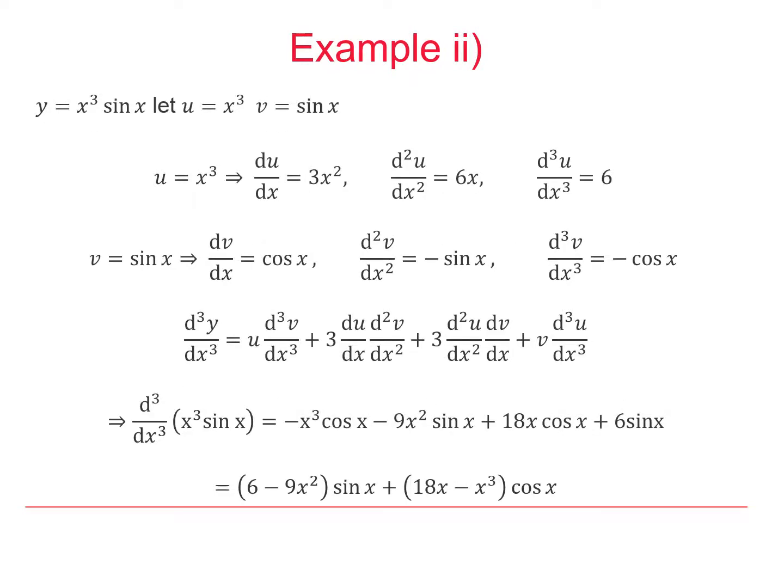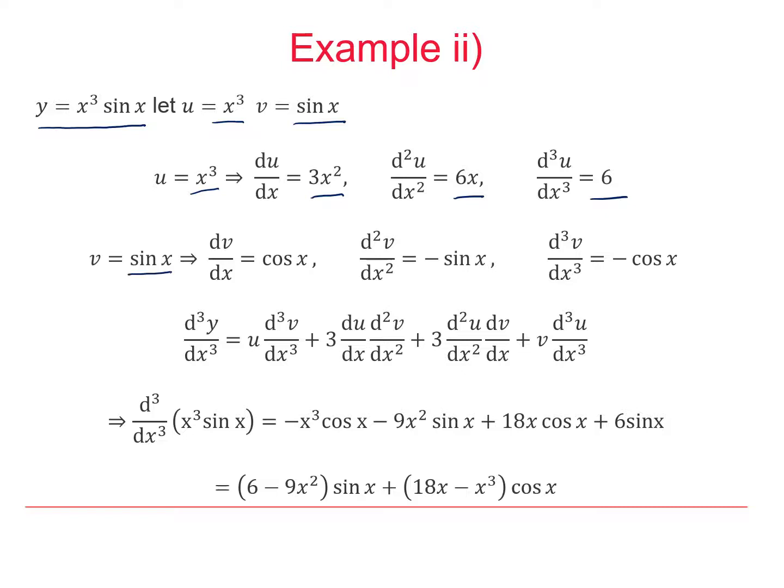In the second example, we were asked to find the third derivative of x cubed sine x. So we'll let one function be x cubed and the other function be sine x. Because we're going to the third derivative, we're going to need the first three derivatives of each function. So if we set u equal to x cubed, differentiated gives us 3x squared, differentiated again gives us 6x, and differentiated again gives us 6. So those are our three derivatives of u.